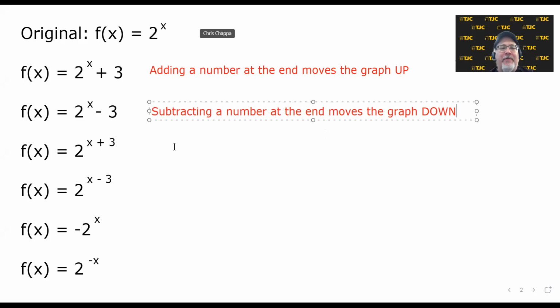All right, so what do you think will happen if we actually add a number up on the X? I'll give you a hint. It won't move the graph up or down. Oh, then I must move it left or right. And since it's a +3, it probably moves it to the right. Let's find out.